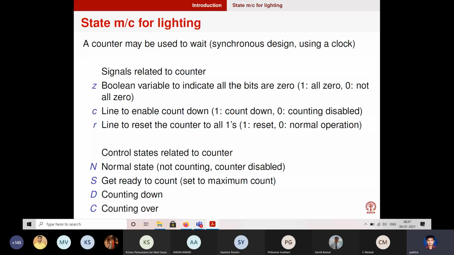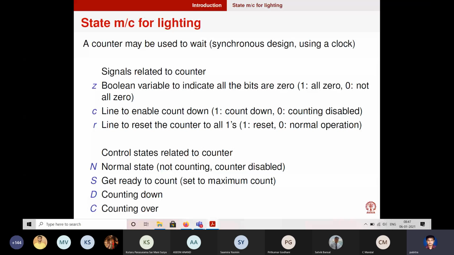See, you see these states are the ones which hold a memory. They are the ones which have a memory of the past. Okay, and you have a D state, which means the counter is counting down, and you have a C state, which denotes that the counting is over. It has come to 0. All bits have come to 0. They have counted down to 0. Okay, so these are the 4 states that the counter can be in.